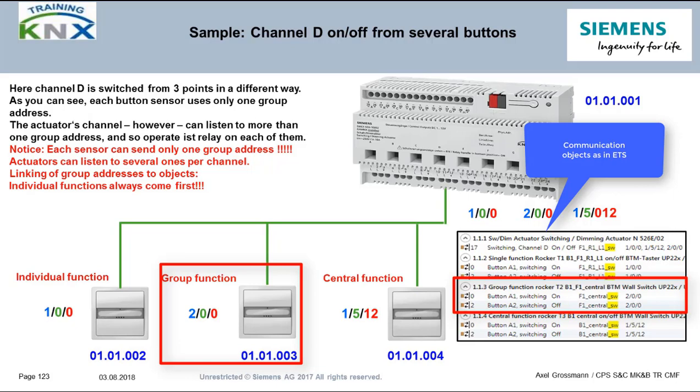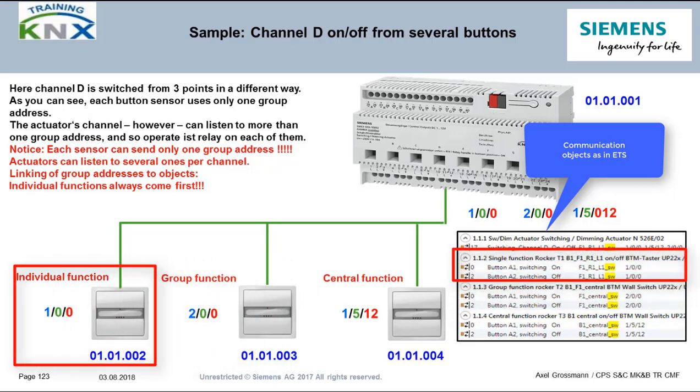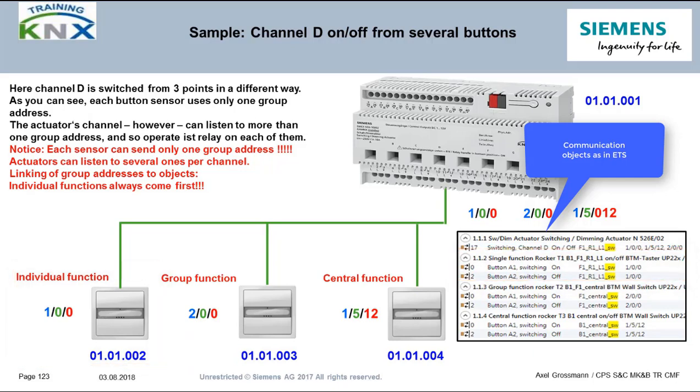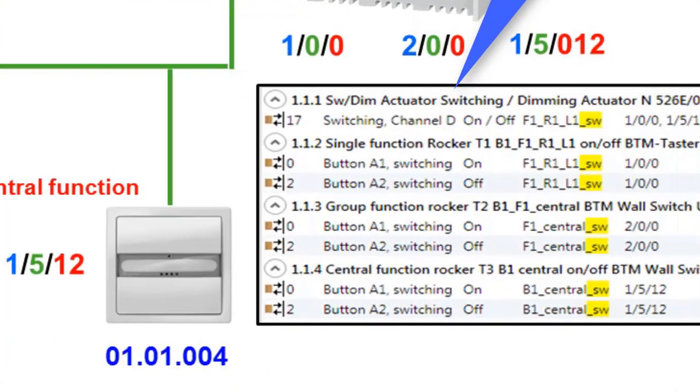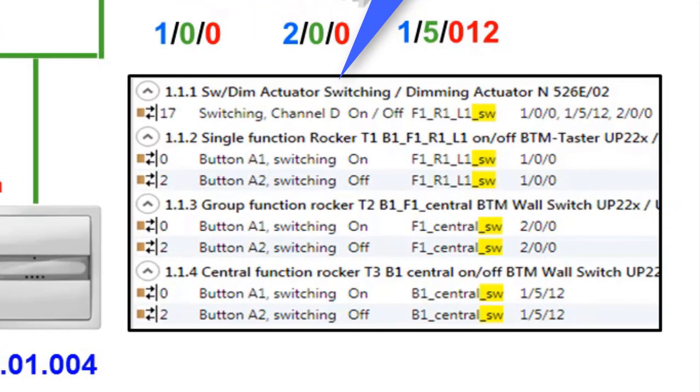200. And finally, the single control function F1, R1, L1 switching, floor 1, room 1, light 1 switching, group address 100. For each of these three groups, another operation element is required. In our case, we have three single rocker push buttons. The groups are linked to the corresponding objects of all subscribers, actuator and sensors.